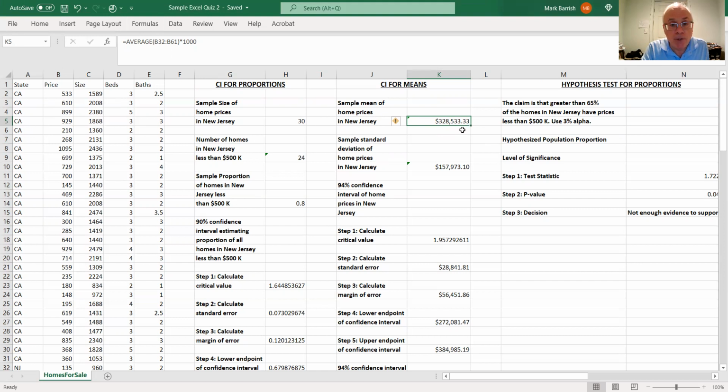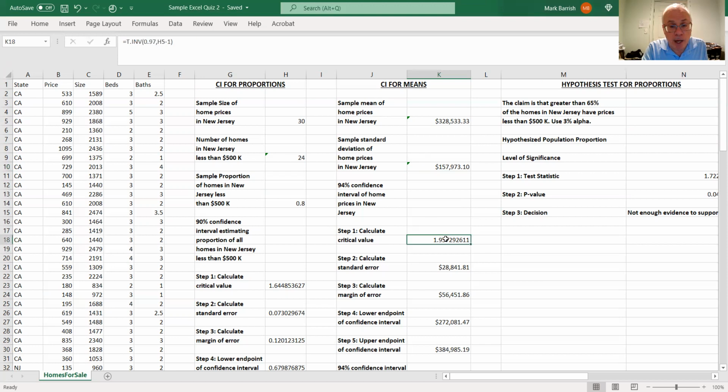Right? Standard deviation. What are we going to use? We use this function, stdev dot s. Why dot s? Because it's for sample standard deviation. Again, the same prices, B32 to B61 for New Jersey, multiplied by 1,000 just in this case, so I get the full dollar amount. All right.